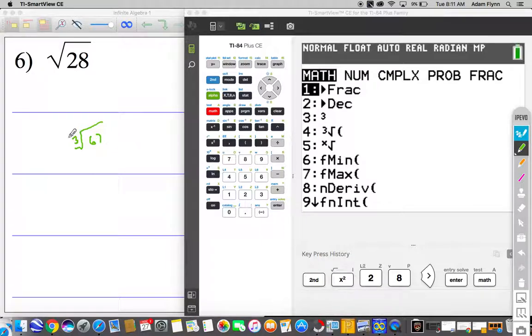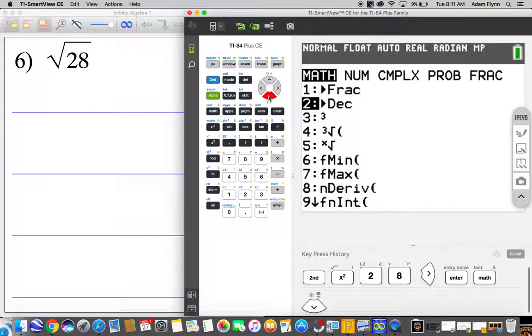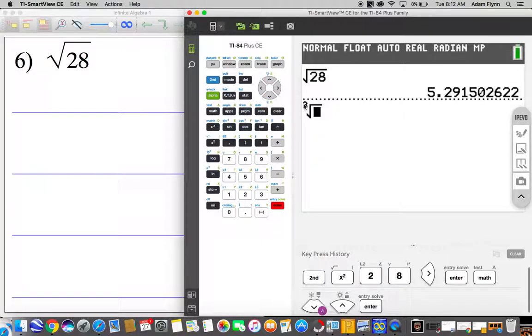If you have a root that's something other than 2, something other than a square root, you have options here. You hit math, and you've got a cube root button right there, or you've got this x with a square root button. If you were to hit cube root and hit enter, automatically a cube root, so you could type in any number. Ours was 67, and you could round to the hundredths place, so it would be 4.06.